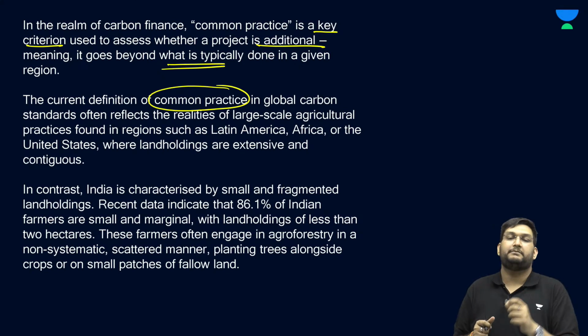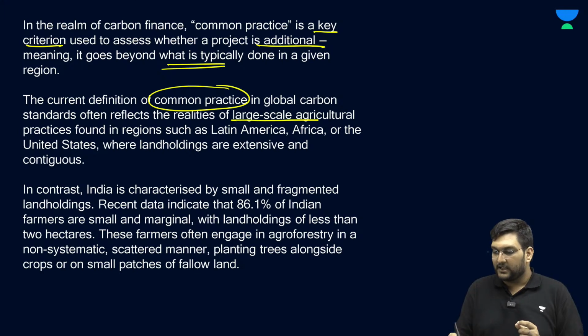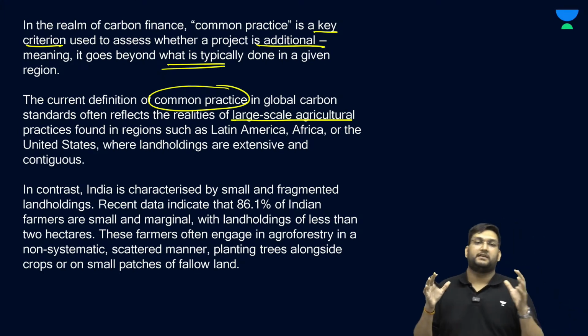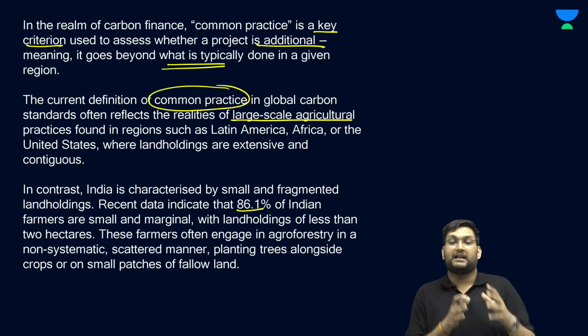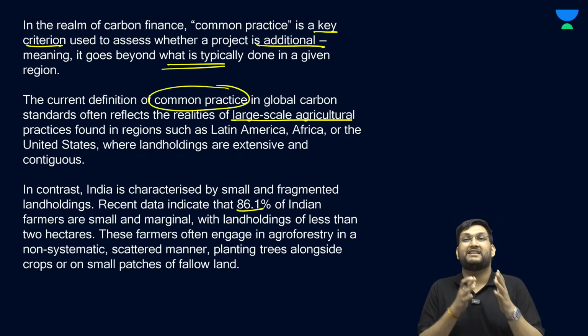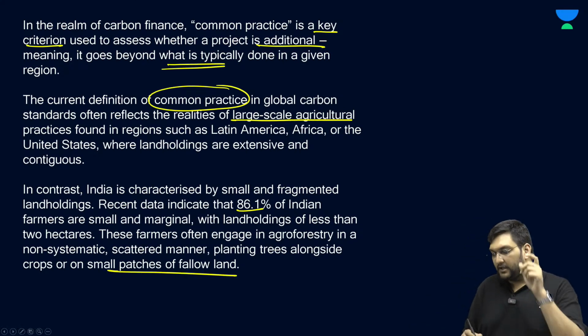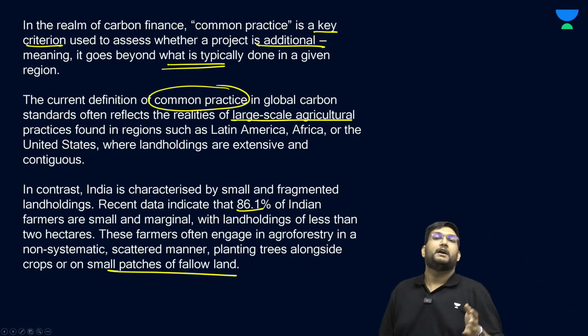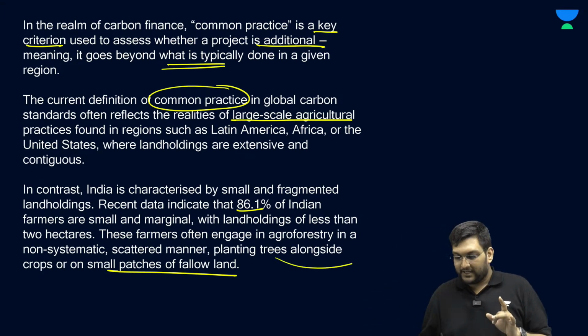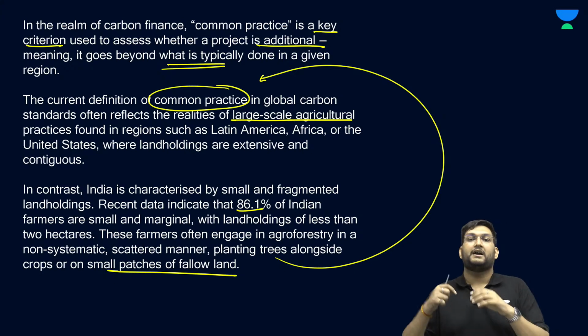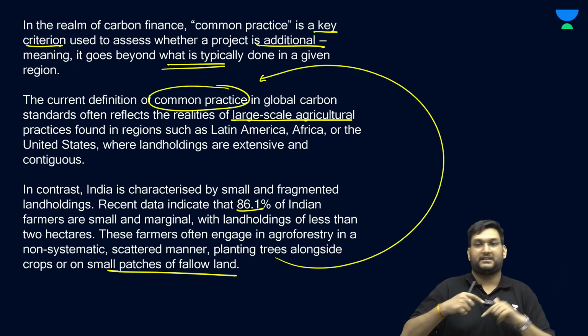Because in Latin America, in Africa and in the United States, large scale agricultural practices are followed, and in India, 86% of all Indian farmers are marginalized or small holders with less than 2 hectares of land. They are in a way doing agroforestry in a non-systematic scattered manner. However, that is not considered agroforestry because of the definition itself.